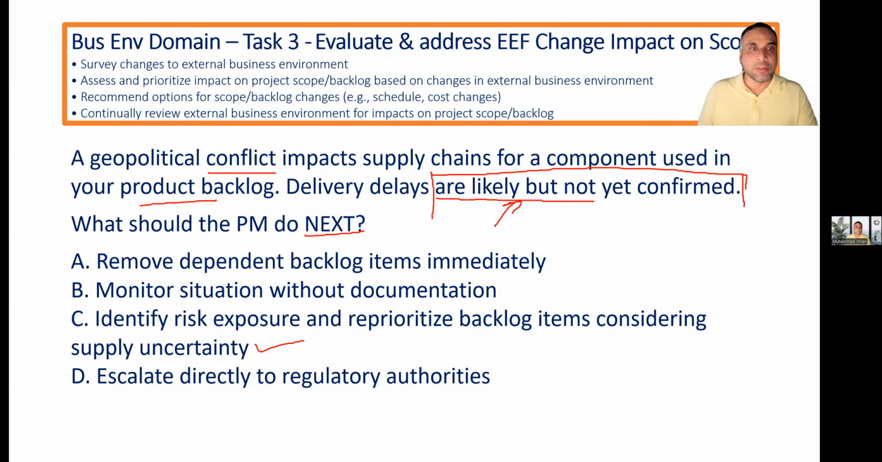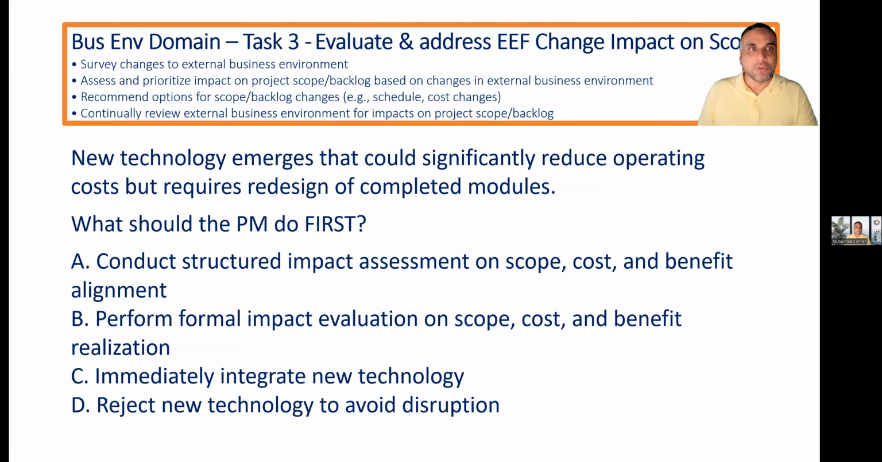Let's go next. A new technology emerges that could significantly reduce operating cost, but requires redesign of completed modules, meaning additional effort. What should the PM do first? Conduct a structured impact assessment and perform a formal impact evaluation on scope; immediately integrate the new technology; or reject the new technology to avoid disruption.